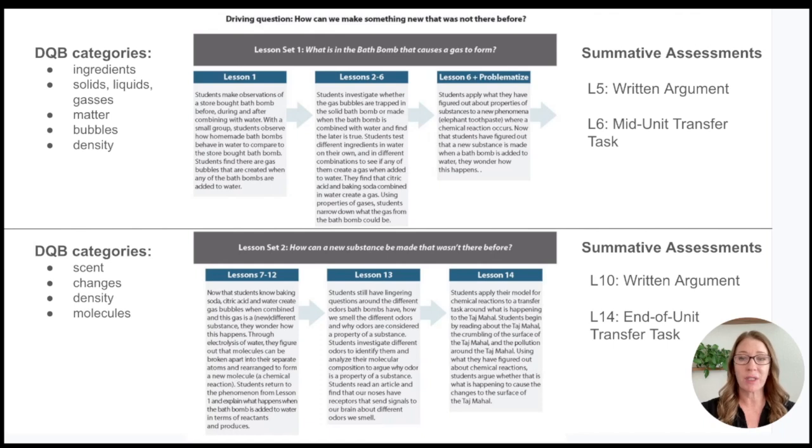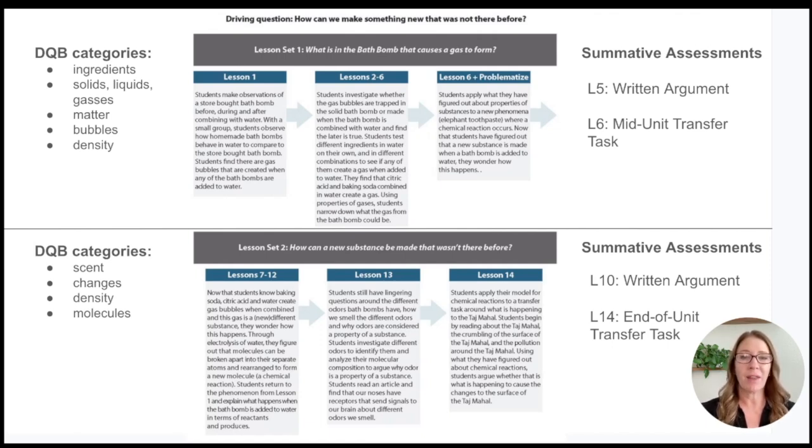Now over on the left, you'll see some driving question board categories. The reason I provide these is because teachers often get very nervous that the questions that students are asking are not going to relate to the unit. And if they do, you can have a category called Other, and that is not a big deal at all.